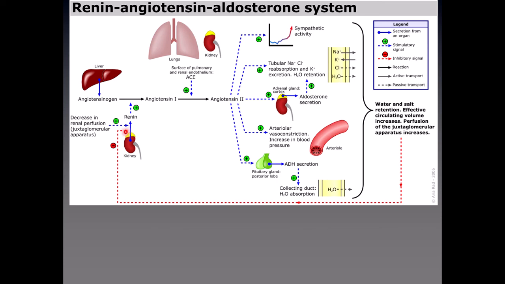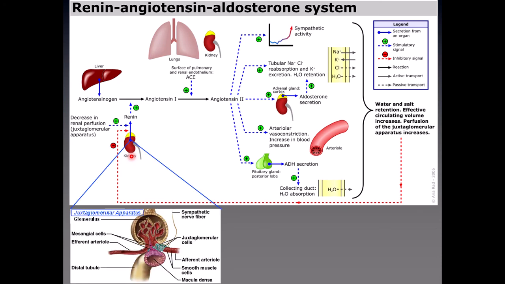Please, the blood pressure is going high. Please don't release the renin. On the basis of this inhibitory signal, as the blood pressure is going up, this compensatory mechanism will be active and will send the signal to the juxtaglomerular apparatus: please don't release the renin.